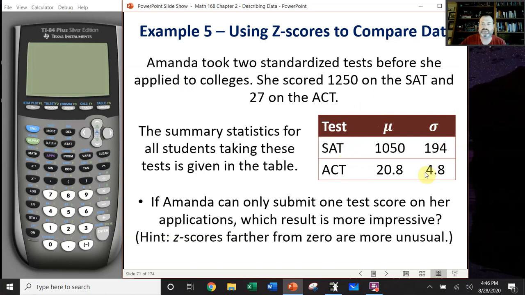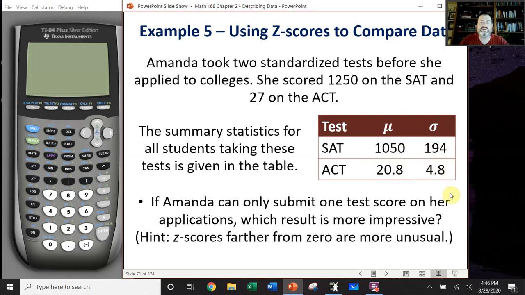So everybody that took these tests, I just called it a population mean and a population standard deviation. I mean, technically it could be a really big sample, but let's just call it the population. This is for all students. The mean for the SAT is 1050. The standard deviation is 194 for exam scores. The ACT is 20.8 with a standard deviation of 4.8.